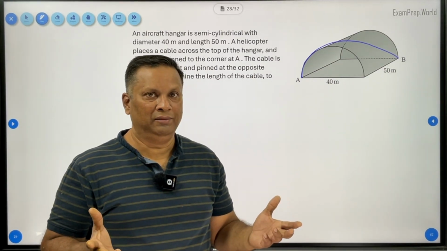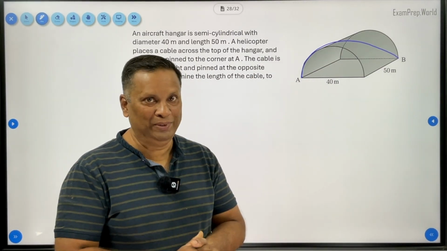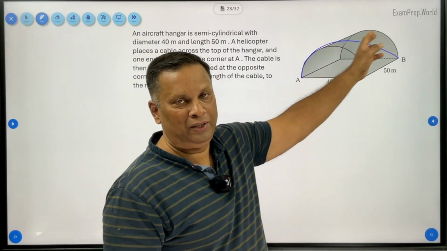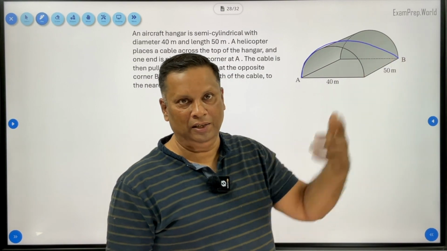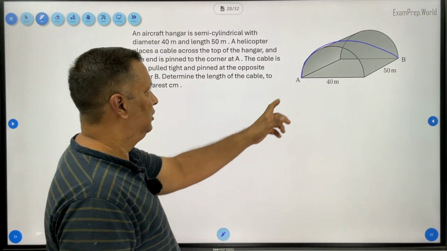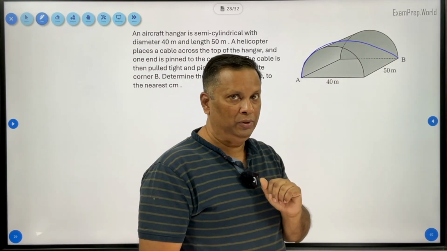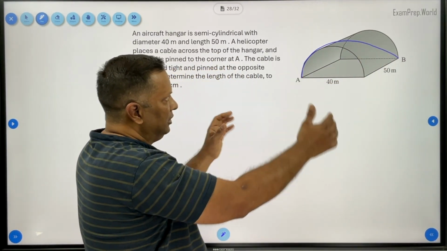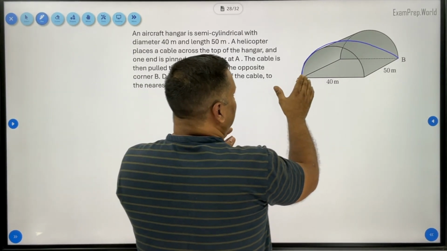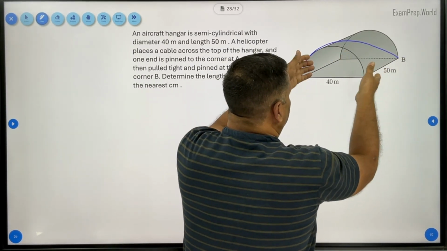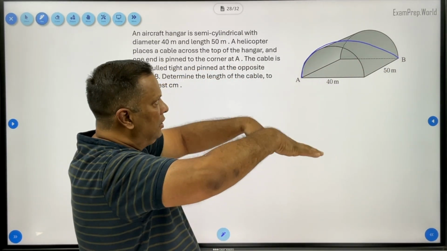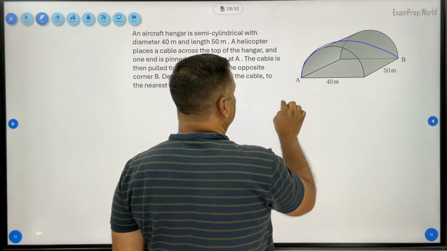Why is that cable put? The guy who framed the question only knows. I don't know why somebody would put a cable or a rope from point A to B diagonally. But anyhow, we have to find the length of this cable. How do we do this? This is a circular thing, isn't it? So basically we want to know what the diagonal is. AB is the diagonal of a rectangle. If I open this circular thing into a flat thing, it will become a rectangle, isn't it?